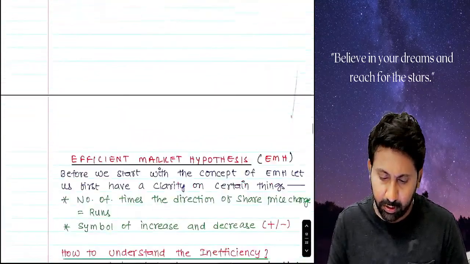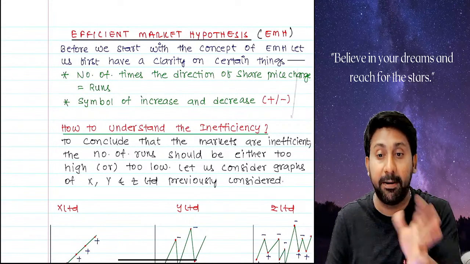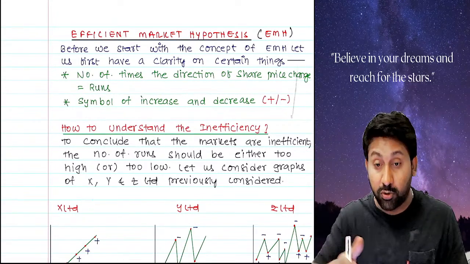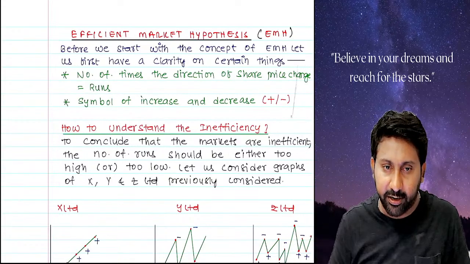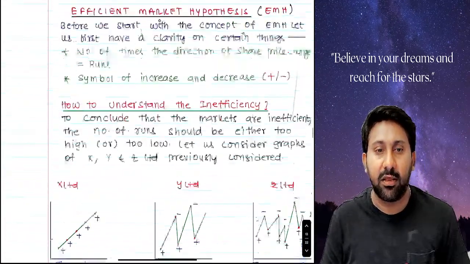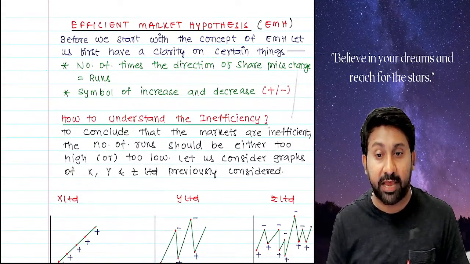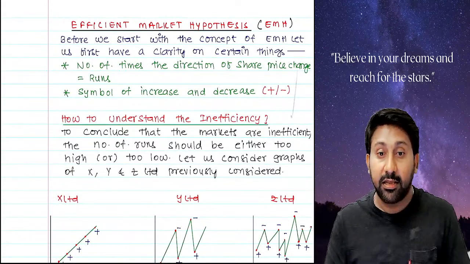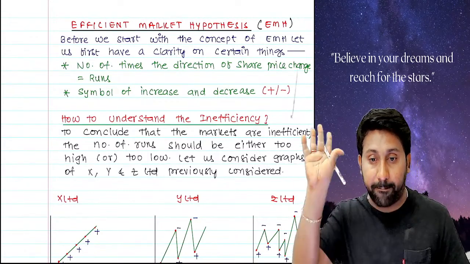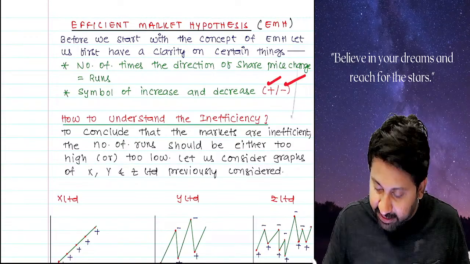Okay. So, efficient market hypothesis. Now we have completed the theoretical analysis of the two types of efficiency. Notes were shared in the Telegram group, you can get them. First thing, always remember this efficient market hypothesis concept carries on the number of times the share prices are moving up and down. Symbols will be given as plus and minus.